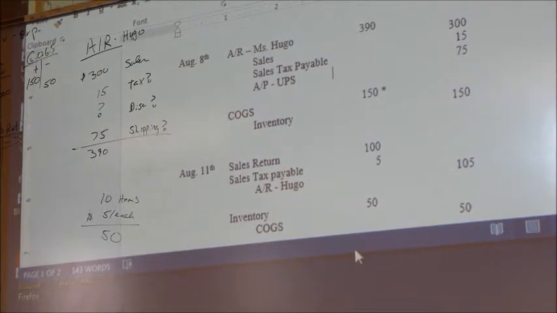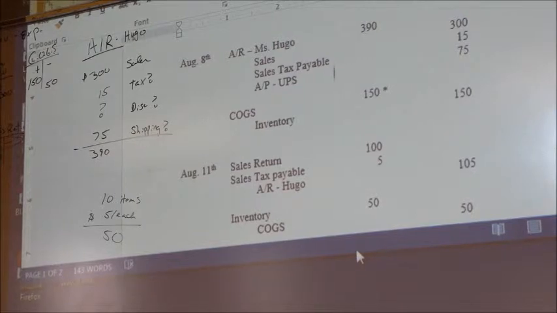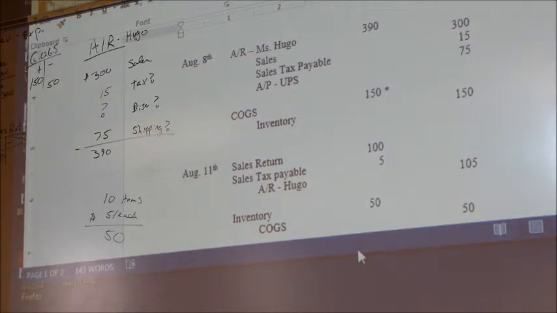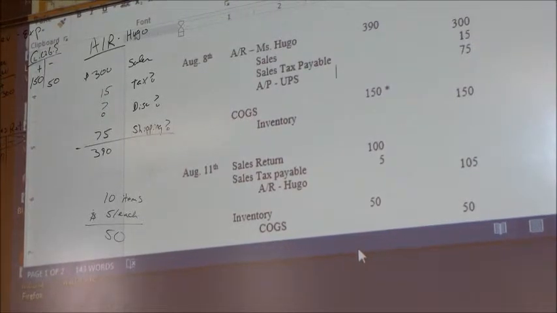All right, now on the 12th, Larry's clothing. Well, if we got back these items and they truly were defective, I don't want them. I'm not going to be able to keep them and resell them in my inventory. So I'm going to give them right back to where I bought them from, Mike, the warehouse.